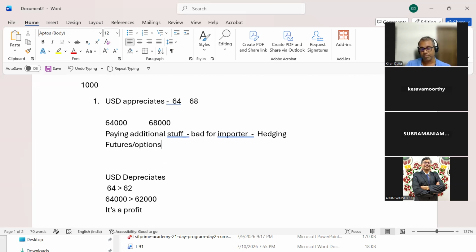You're getting my point, right? If you are an importer, if the currency is appreciating, you are at risk. If the currency is depreciating, you are fine. If your currency is appreciating, you have to hedge through futures and options. What the strategies are, we will learn tomorrow.